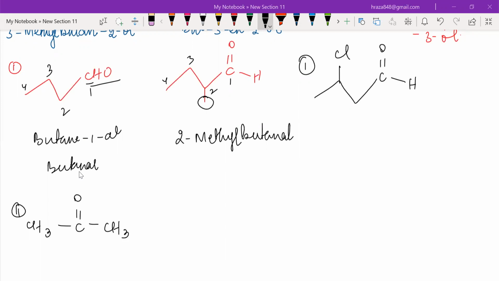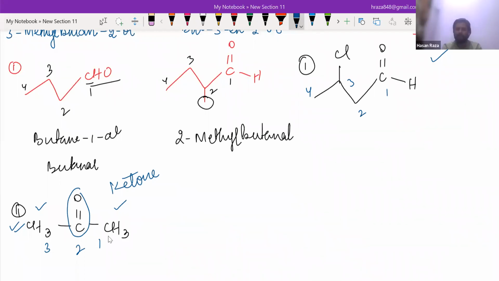Are you done with this? Yes, sir. What is the name of this compound? Sir, you did the numbering from here, yes or no? Very good. What is the name of this? See, this C double bond O, and here is carbon and here is carbon. Which functional group is present here? Ketone. Ketone, yes, sir. So 2-methyl. How can you say that there is 2-methyl?